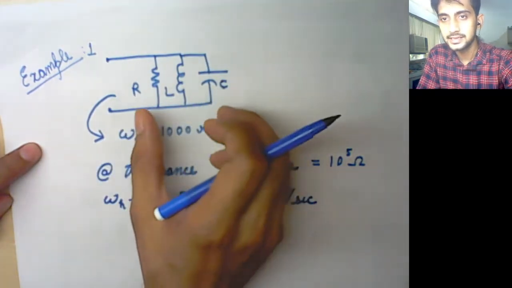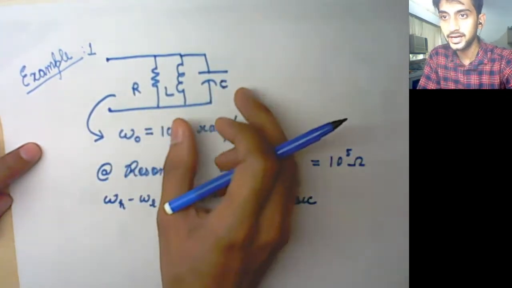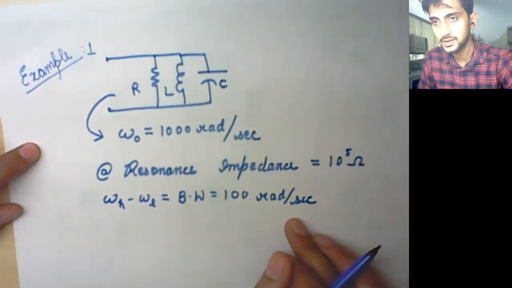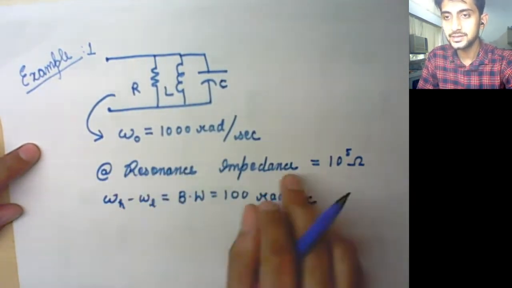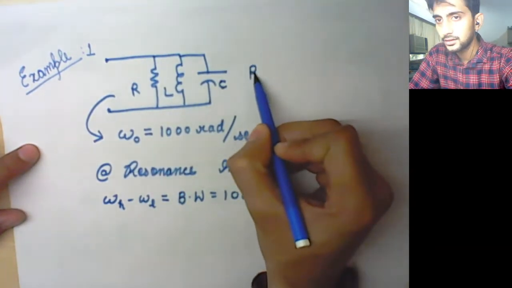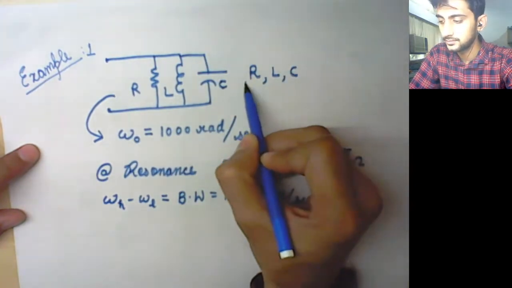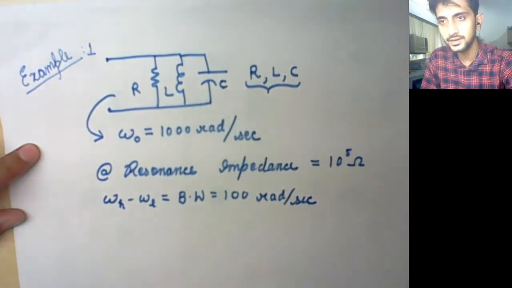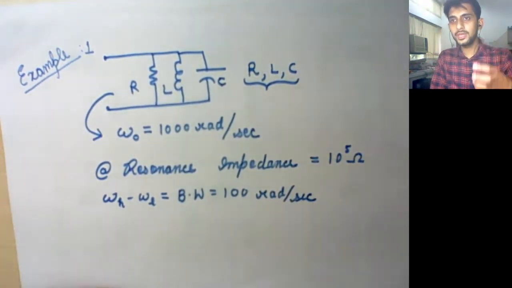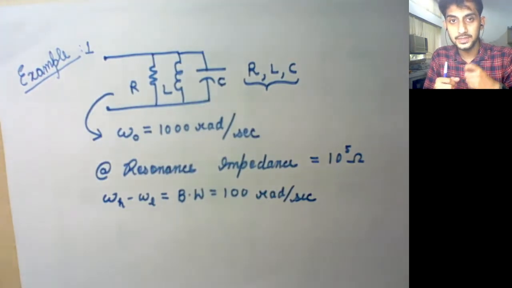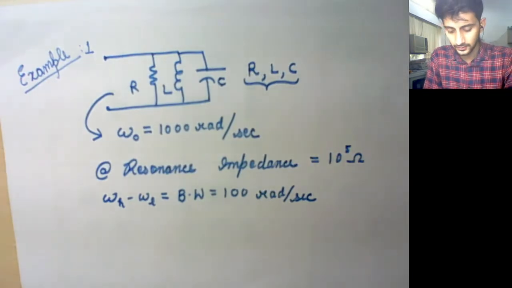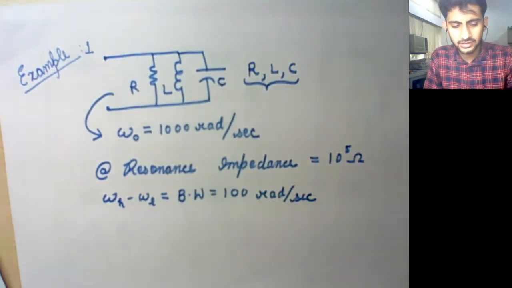Your circuit is a parallel RLC circuit which resonates at 1000 radians per second, having bandwidth equal to 100 radians per second, and the impedance at resonance is equal to 10 raised to the power 5. What you have to do is determine R, L, and C. 3 conditions are given and 3 unknowns are to be determined. I assume that you are well equipped with the revision and the formulas which can be used for resonance analysis. So it is very simple from here.